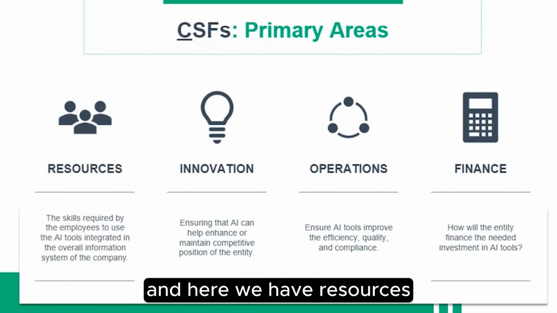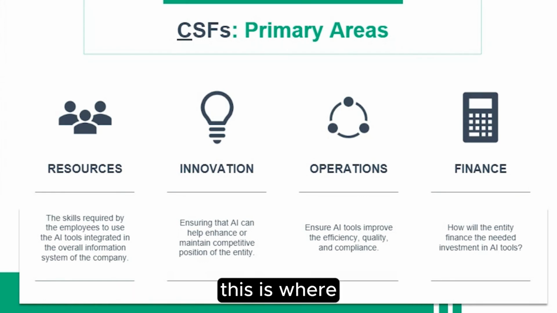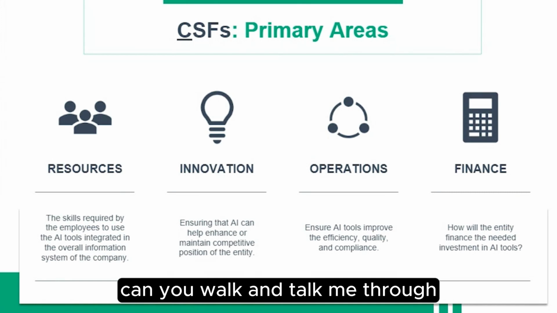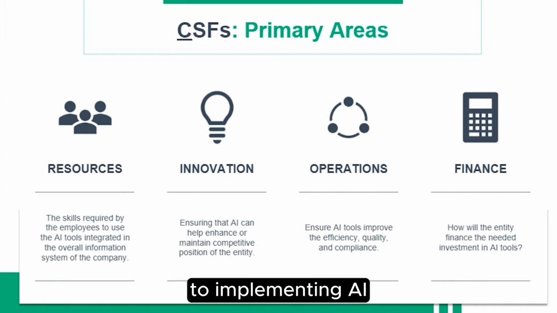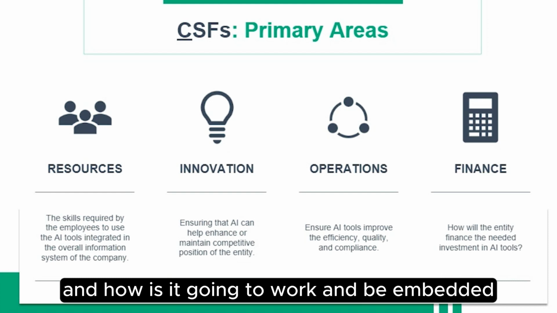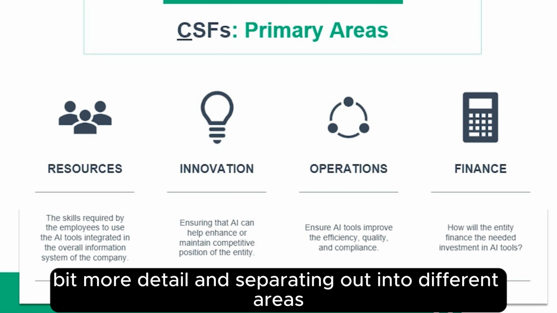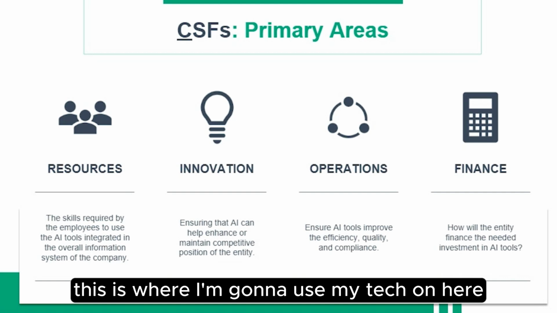And here we have resources, innovation, operations, and finance. This is where if I have someone who comes to me and says, James, can you walk and talk me through the primary areas that are going to be critical to implementing AI and how is it going to work and be embedded? This is where we need to be considering it in a bit more detail and separating out into different areas. But before we go on to that, this is where I'm going to use my tech on here, ladies and gentlemen.